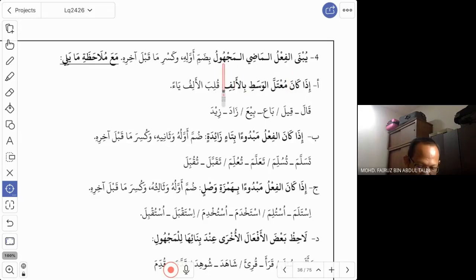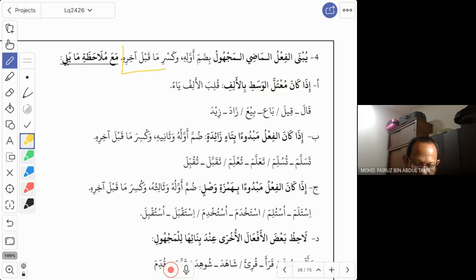It is formed. So you can underline this, or you can highlight this. This is the important rule. Bi dhammi awwalihi wa kasri ma qabla akhirihi. What does it mean? Bi dhammi awwalihi. Awwal here is referring to the first of it, the first letter of the fi'il. Okay, make a note. For example, these are the letters of the fi'il, the fa, the ain, and the lam. So what do you do to the first letter?